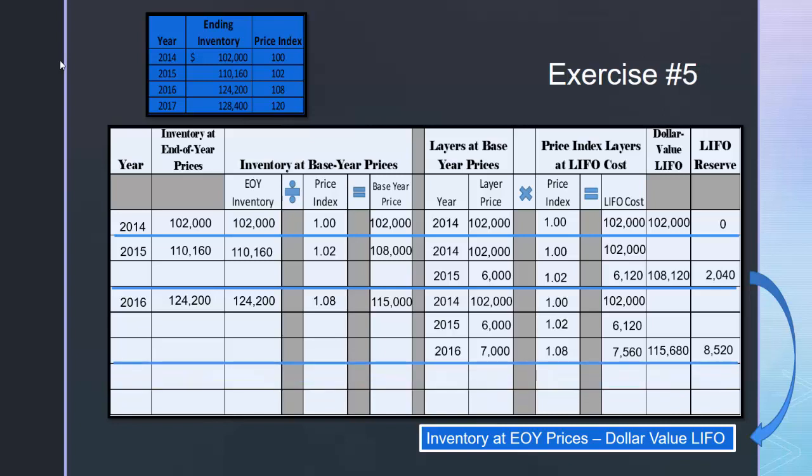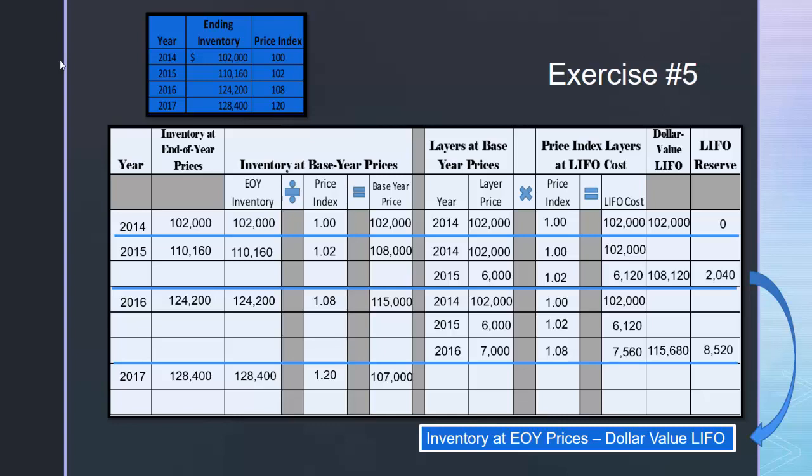And then in 2017, we have $128,400 worth of inventory on the books at end of year price. Well, if we divide that by the price index of 1.20, we get $107,000. And that's a big old drop. We're dropping $8,000 in base year price. When your price goes down, you have to keep reducing your inventory, taking away the last layer you added first.